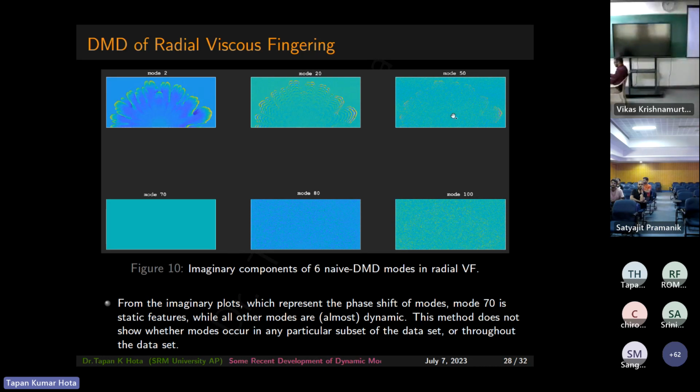But what you see is that from mode 50 onwards, the imaginary component of the DMD modes is vanishing. The imaginary plots represent the phase shifts of the mode. Particularly if you look at mode 70, it is a static feature, which means it is not dynamic. Hence, this method does not show whether the modes occur in a particular subset of the data set or throughout the data set. So that's why I used physical inspection to find out which modes you really require for your analysis. Segregating things will be a little bit difficult.